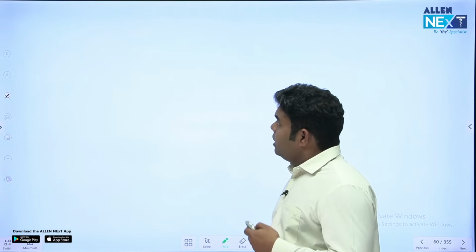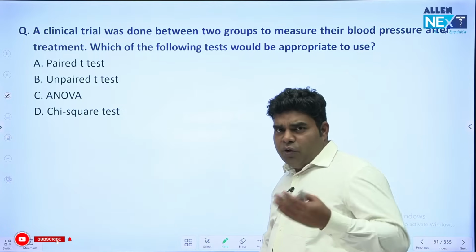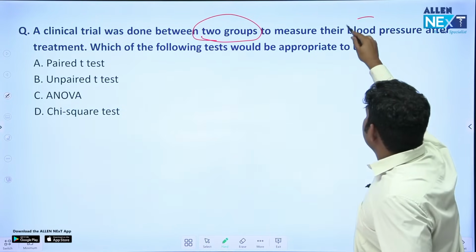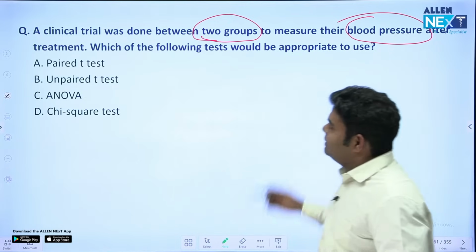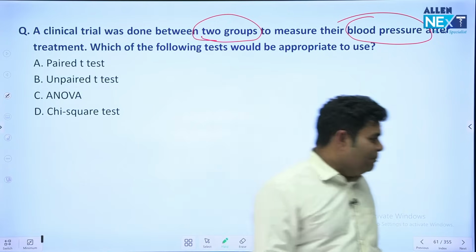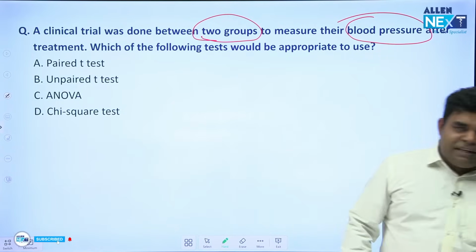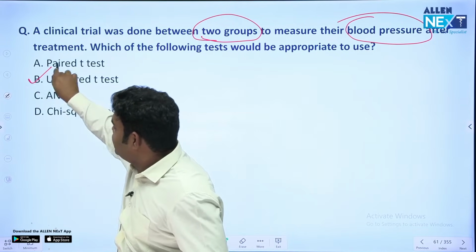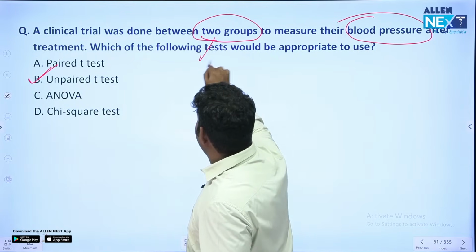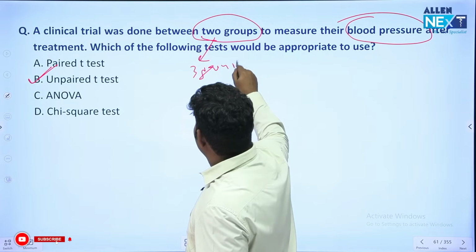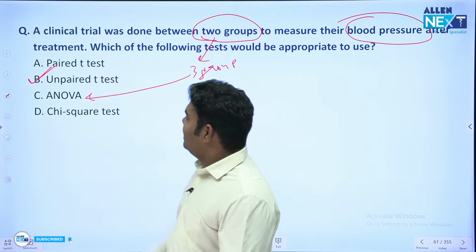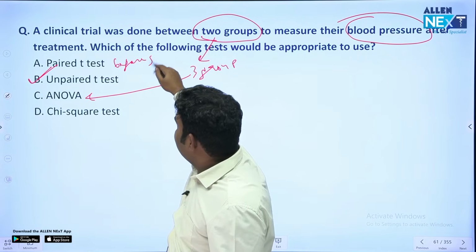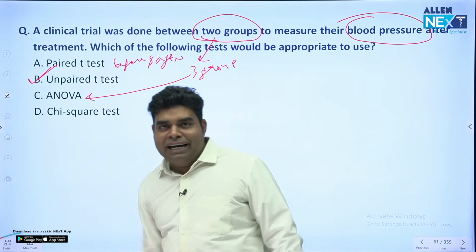Now, next question. Okay, you have already done it. So just quickly, there are two groups and we are measuring BP. What is the answer? Simple. BP is measurable. Answer will be unpaired t-test. If in place of two groups, I made three groups, what is the answer? ANOVA. If I say I am measuring BP before and after, answer will become paired t-test.